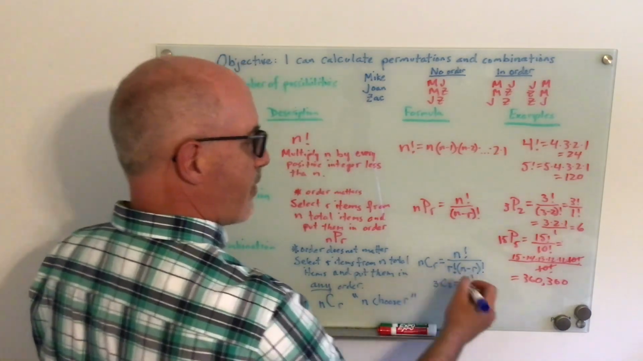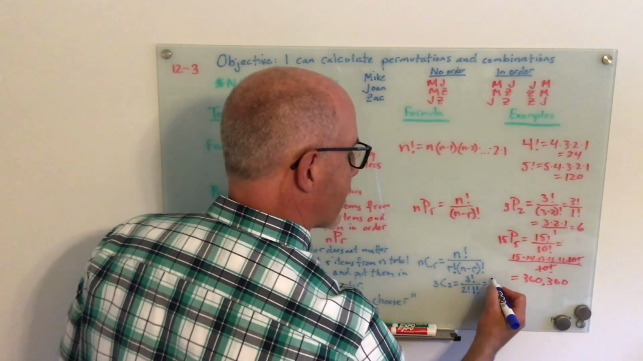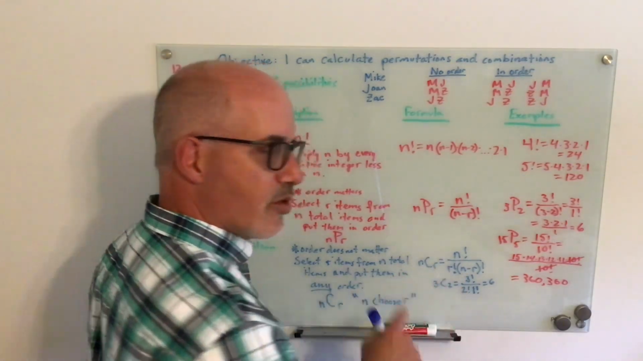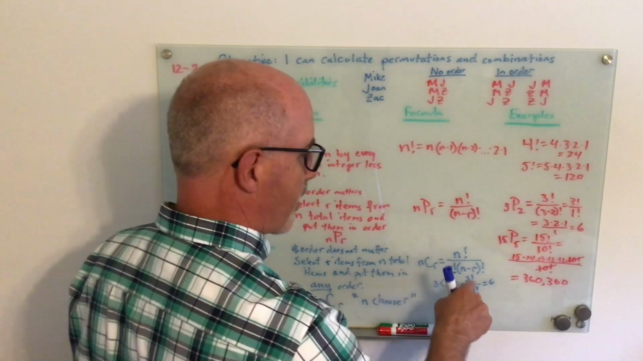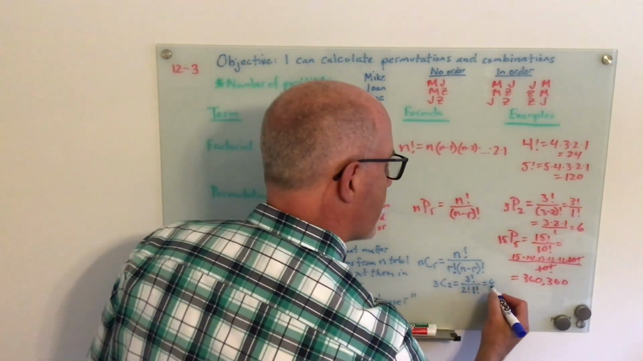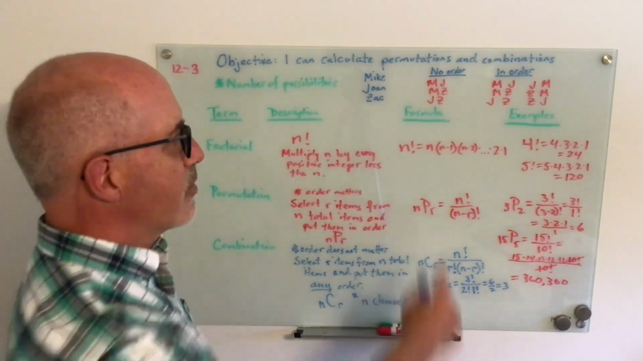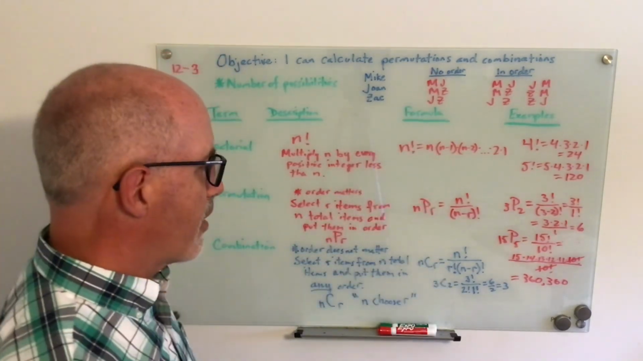Okay, 3 factorial is equal to 6, which is 3 times 2 times 1. 2 factorial is 2 times 1, that's 2. 1 factorial is 1, so it's over 2. And so I get 3 as an answer. Okay, and there were only 3 possibilities, so we counted them out.